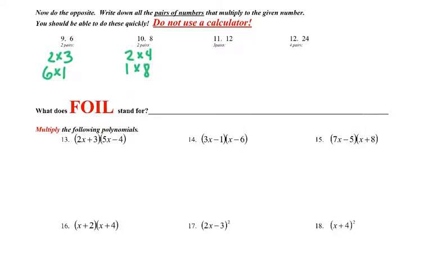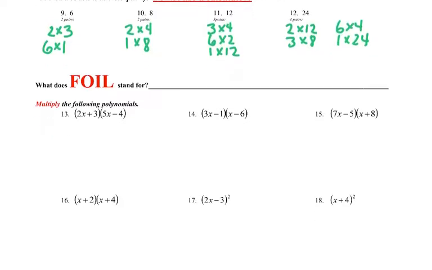3 pairs of numbers that multiply to 12. 3 times 4, 6 times 2, 1 times 12, or 12 times 1. 4 pairs of numbers that multiply to 24. Let's see, I got 2 times 12, and 3 times 8, and 6 times 4, and what's the last one? All right, 24 times 1. So those are skills that we've learned previously that we will need to do FOIL.